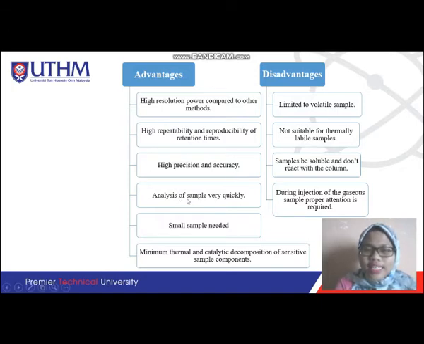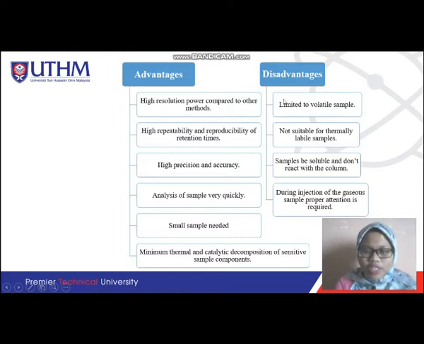Next is analysis of samples very quickly, in minutes, even seconds. Next is small sample needed, microliter to microgram. Last, minimum thermal and catalytic decomposition of sensitive sample components.